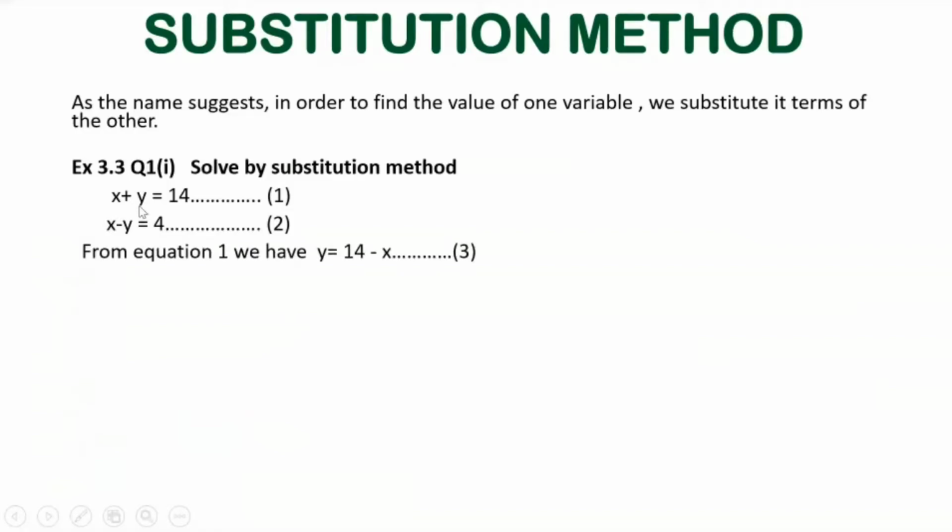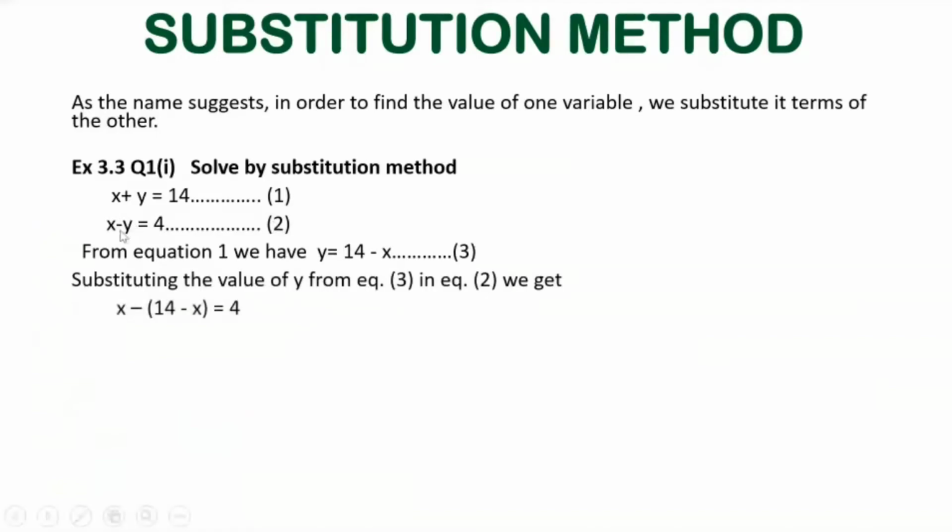From equation 1, I can say that y is equal to 14 minus x. So this value of y equal to 14 minus x, I will put in the second equation. I get x minus, instead of y, I'll put 14 minus x is equal to 4, which simplifies to give me x minus 14 plus x is equal to 4. That again simplifies to give me 2x is equal to 18, and hence x is equal to 9.